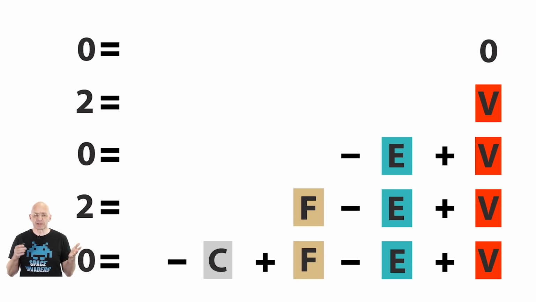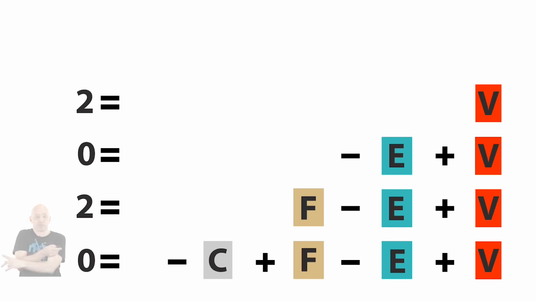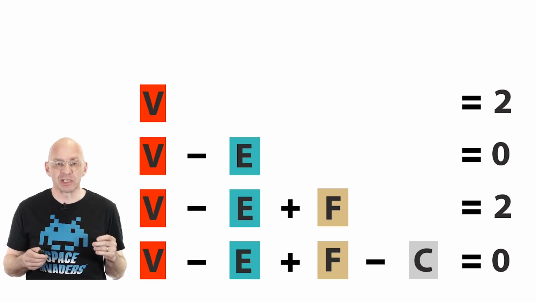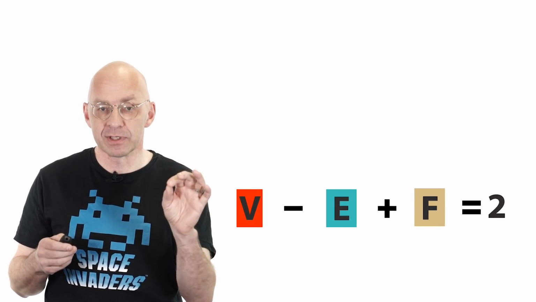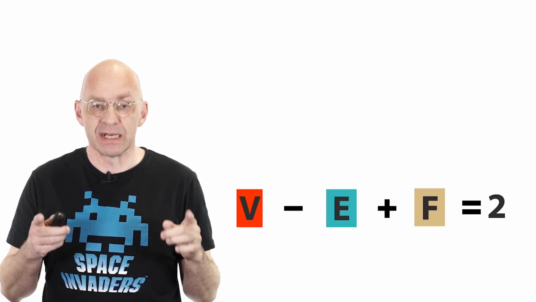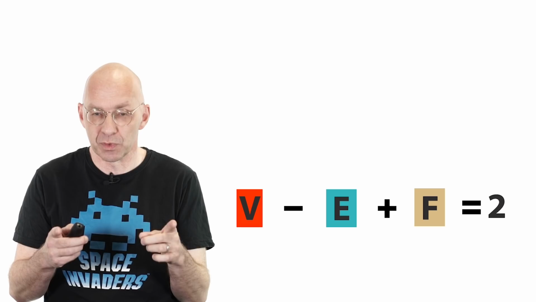0 is equal to 0 at the top, not much of an equation, so let's zap that one. Also, we can make these equations look nicer by reshuffling them back to front. Now we're getting somewhere. For example, the third 3D equation tells us that the number of vertices minus the number of edges plus the number of faces of a cube is equal to 2.